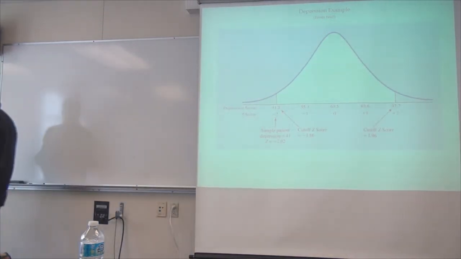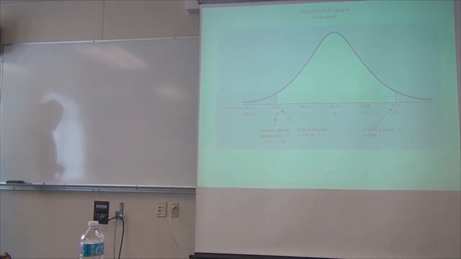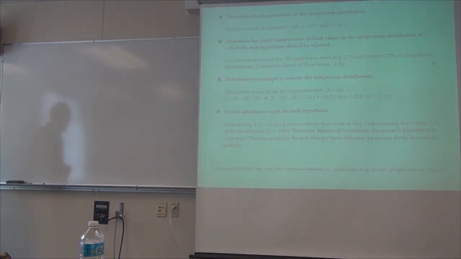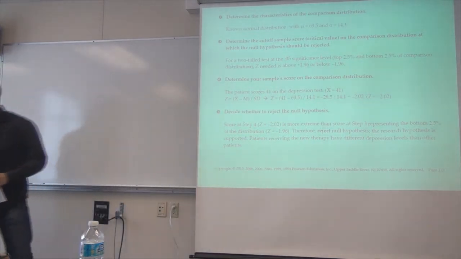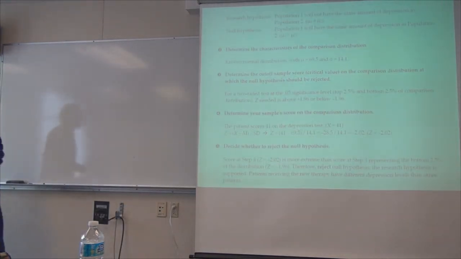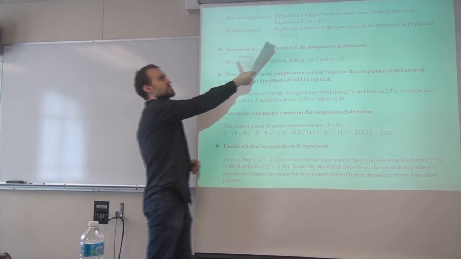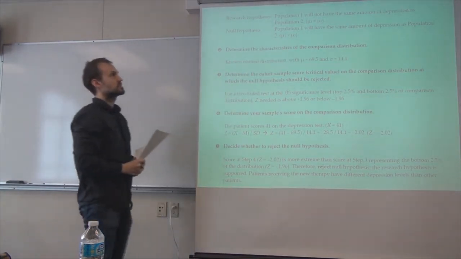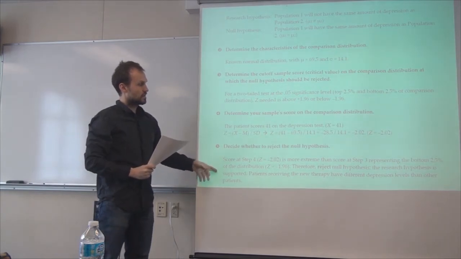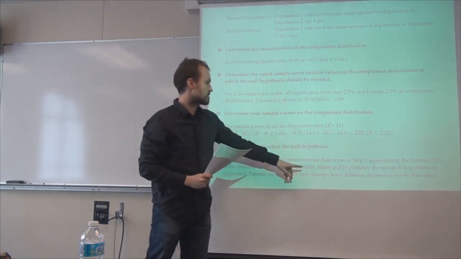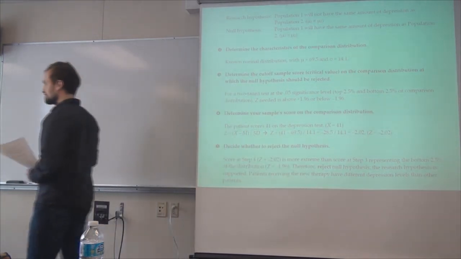So I can say at the 5% level, the evidence is significant to suggest that I can reject the null hypothesis, which was up here somewhere. I can reject the null hypothesis that they're the same. The evidence suggests that they are not the same. And I can reject the null hypothesis.